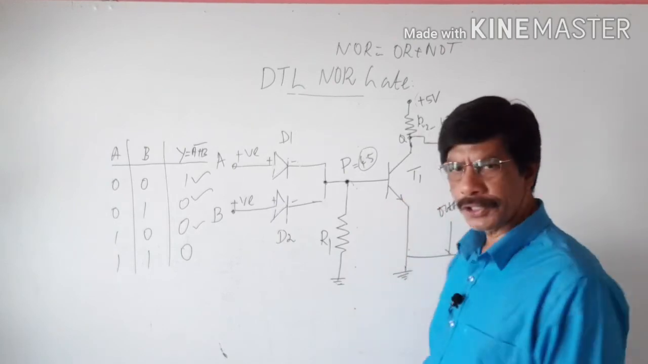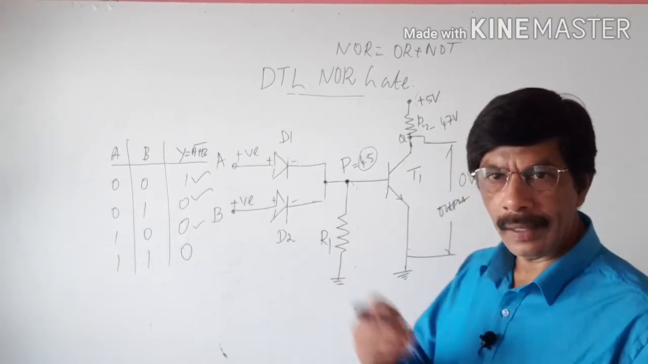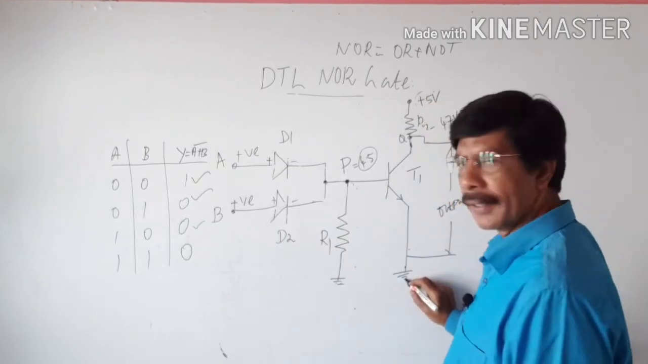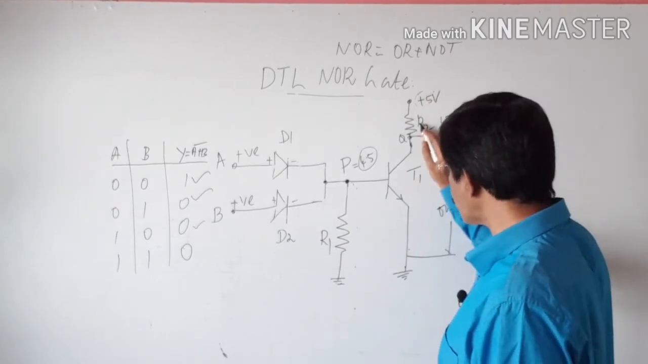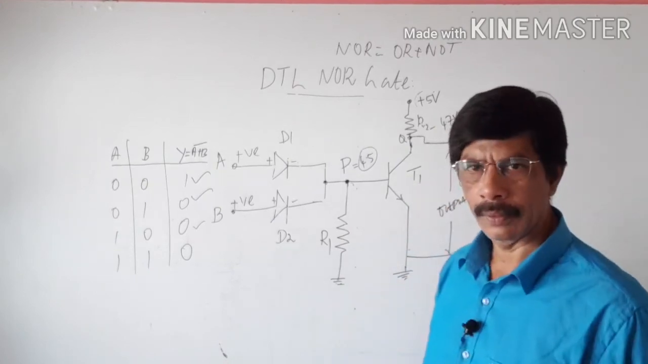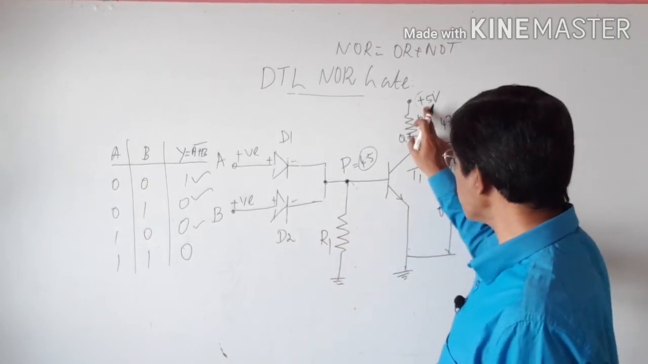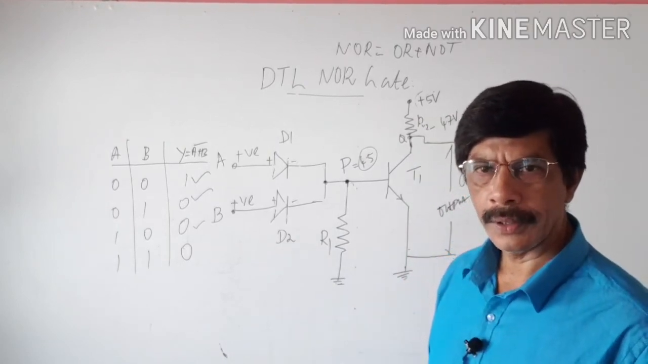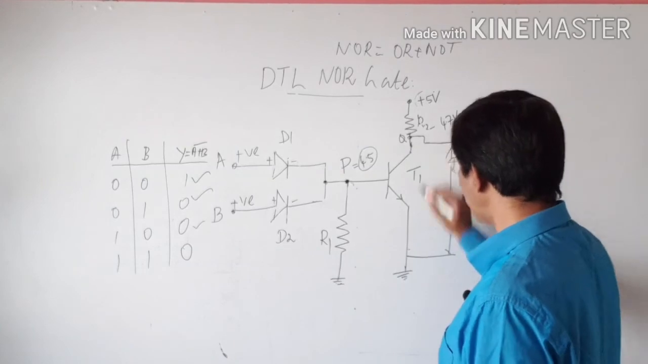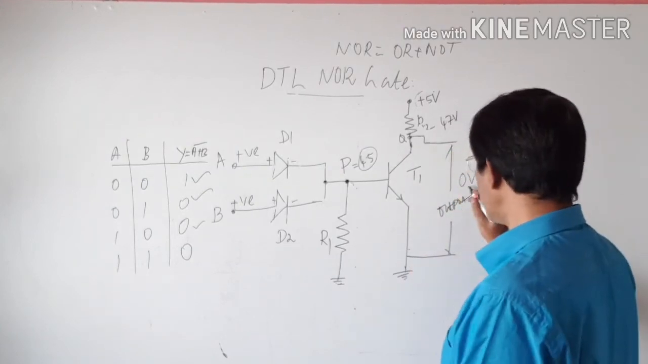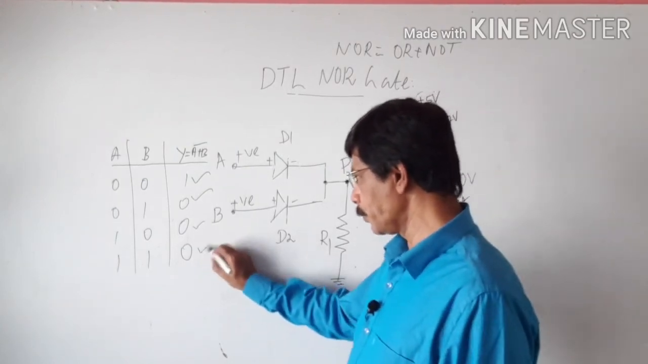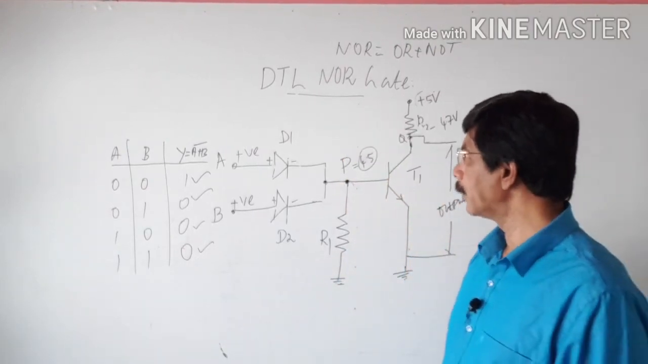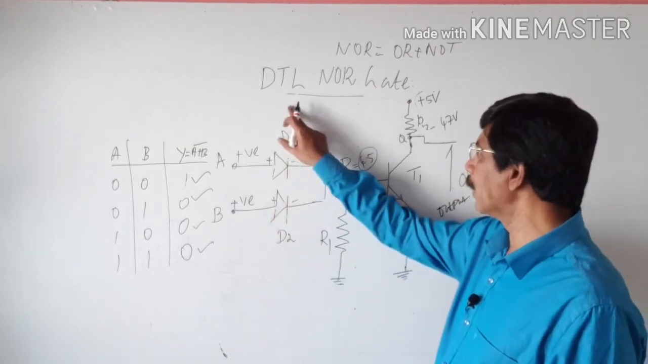When it is a closed circuit, there is a link between the positive of the power supply and the ground through the resistor R2 and the transistor T1. All the applied bias plus 5 volt is grounded, and no voltage exists between the point Q and ground. Therefore, the output voltage is equal to 0. That shows the last row of the truth table. This is the entire operation of the DTL NOR gate.